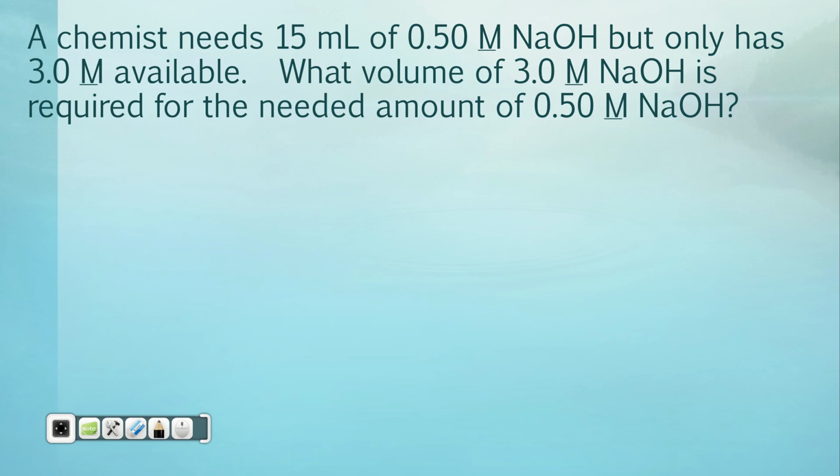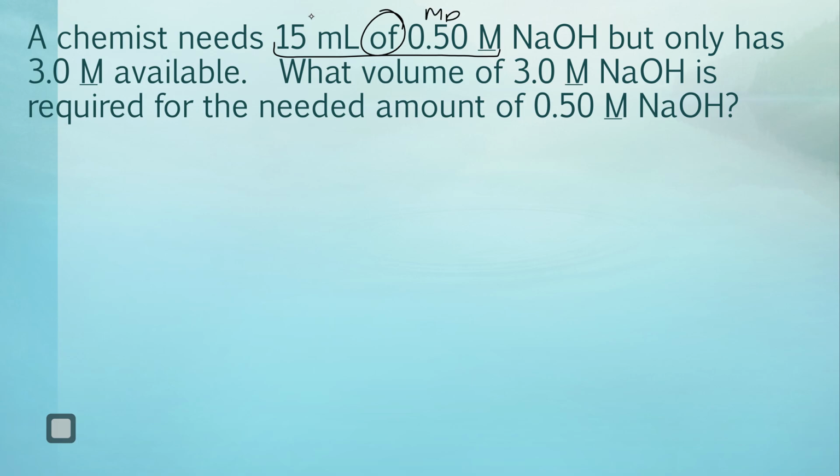All right, we're going to do just a couple more of these because there's not much to it. The chemist needs 15 milliliters of 0.5 molar. So these two things are together. The "of" also helps make sure that you understand what is connected. But the chemist only has a 3 molar solution. So the 0.5 is my diluted, that would be my MD. This is my VD. And it asks what volume of the 3 molar, which is my MC, my concentrated, the larger. Basically, I'm doing the same thing.